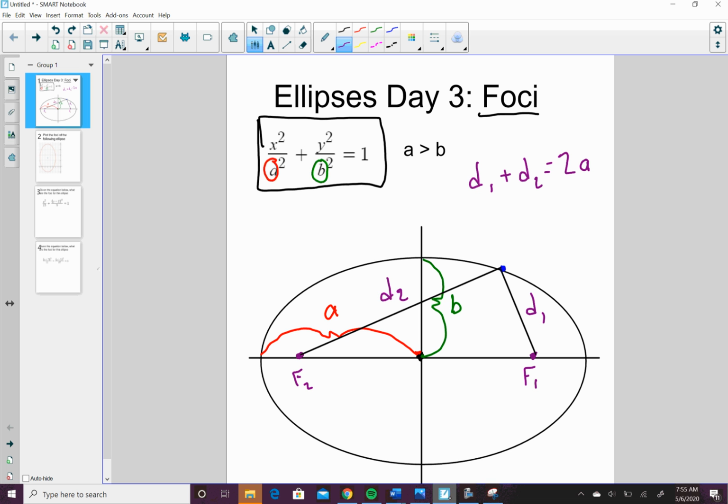Now I also know a couple other things about it. The distance from the center to each of the foci is the same, and that distance we call c. And I have a property that I can use, which is c squared equals a squared minus b squared, almost like the Pythagorean theorem, except it's minus instead of plus. That's going to become very important to us down the road.